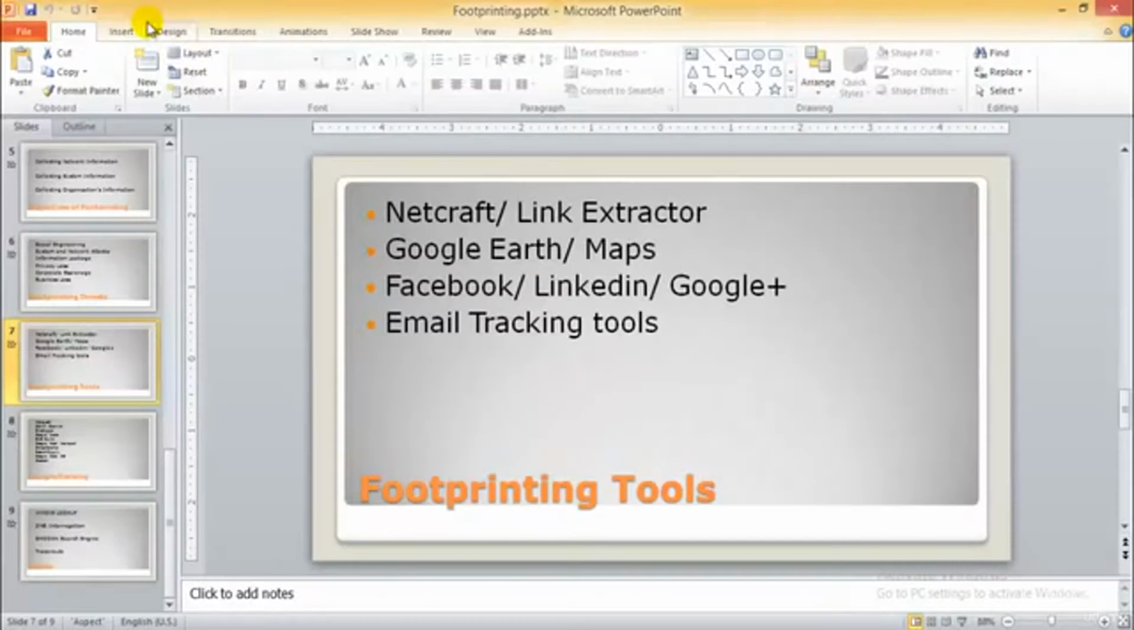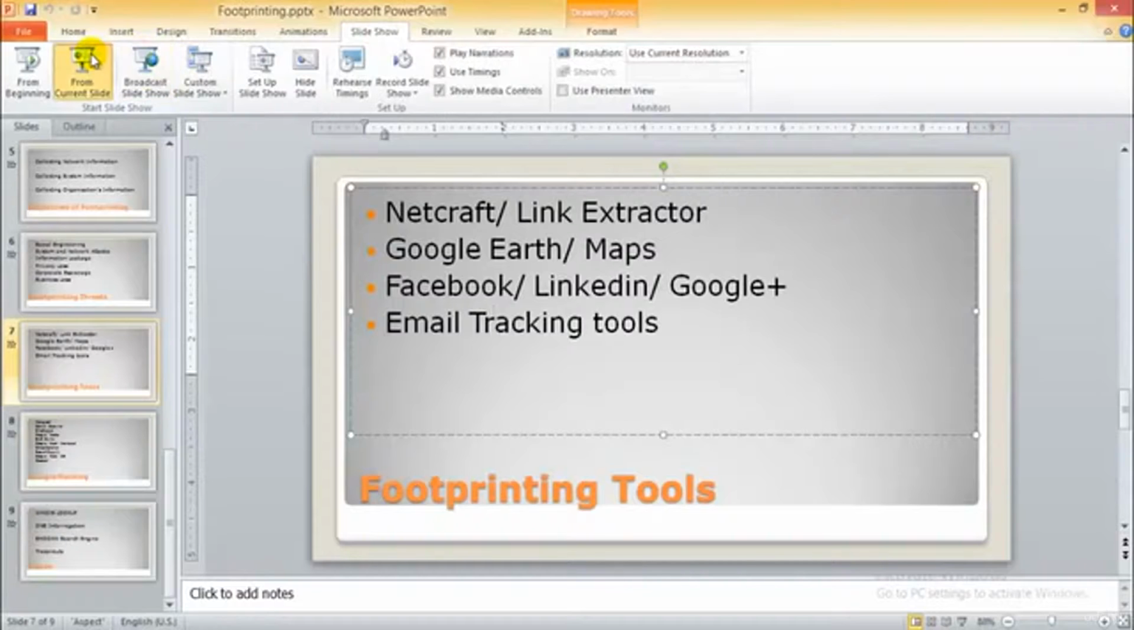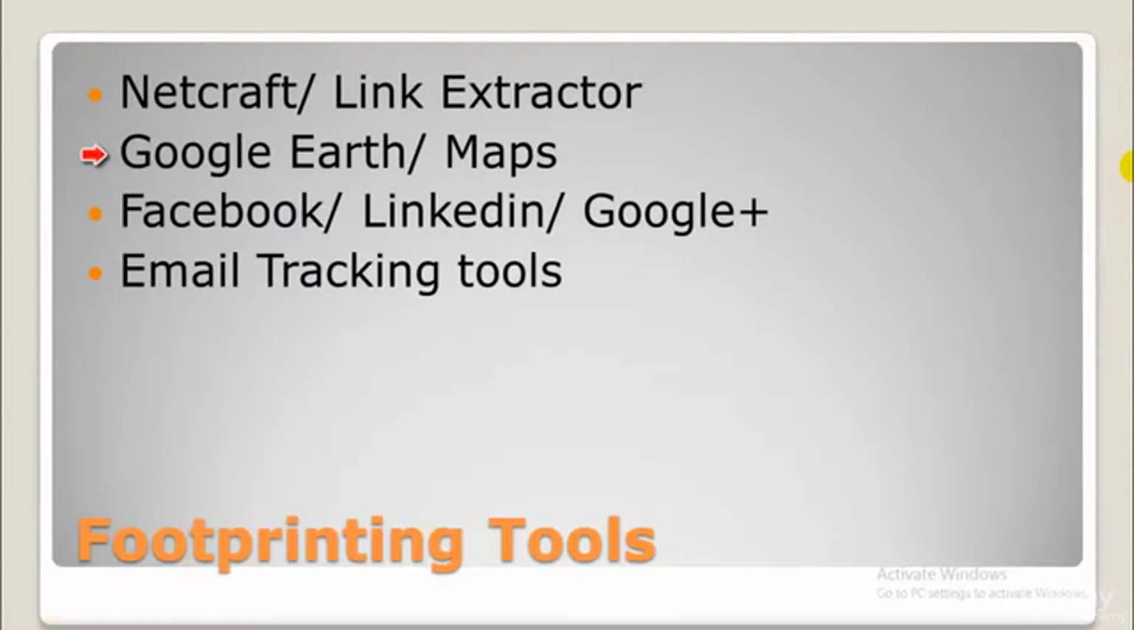After that, what we have over here would be Google Earth, Maps, Facebook, LinkedIn, Google Plus, and email tracking tools. So I'll go ahead and give you a deep detail about how Google Earth and Maps can be useful, and you may have no idea that it's used to gather information, or you can even look into a specific organization to get the location of a specific place.